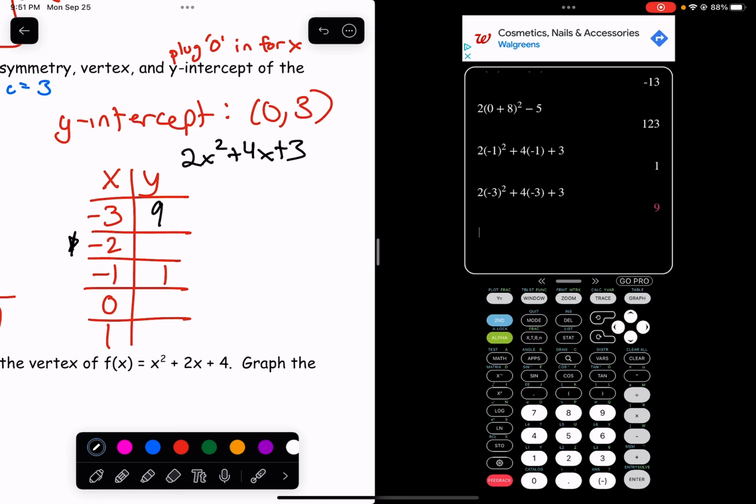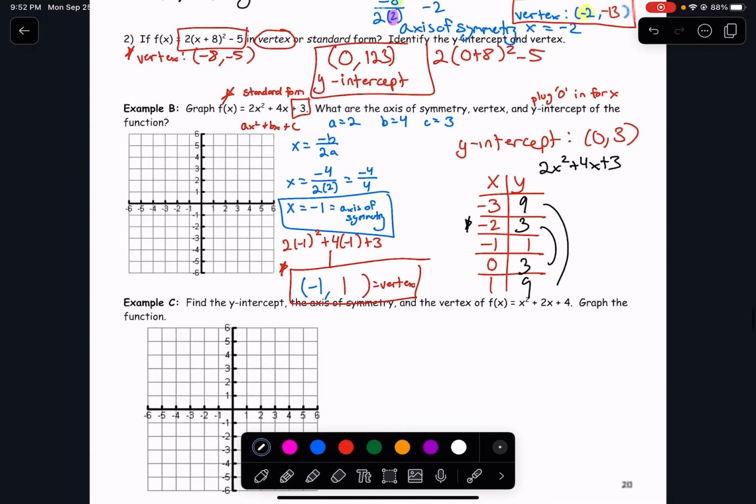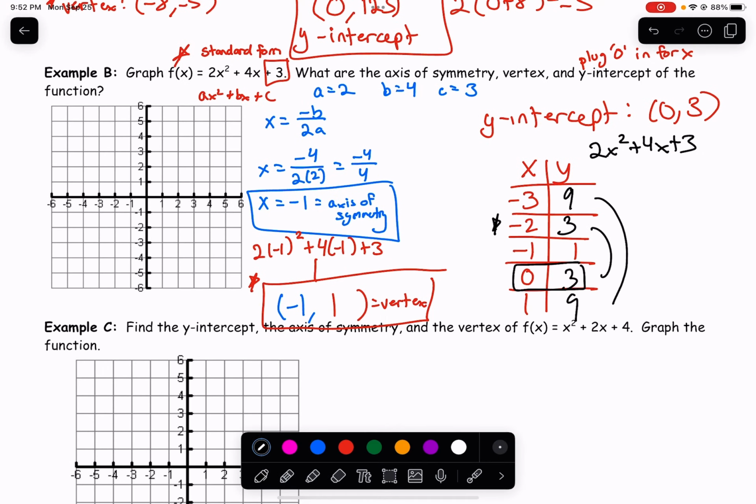So when I plug a -2 into the function, I get a 3 out. All right. And if you recall, you can just kind of reflect these. Okay. And one thing I want to point out is it makes sense that when we plug a 0 in, we get a 3 out, because guess what? That was our y-intercept. So we can go ahead and graph these.